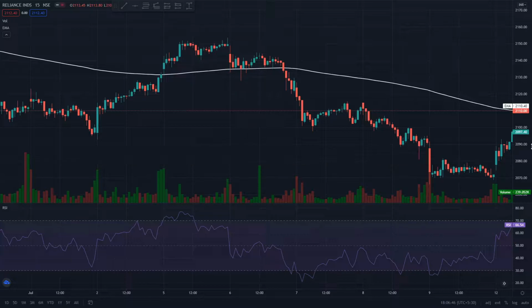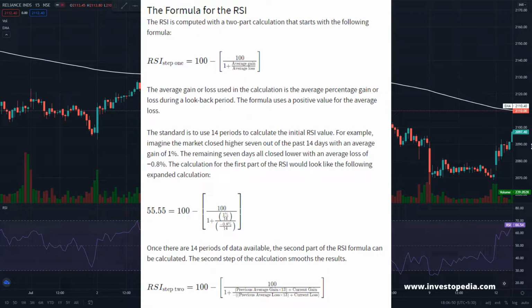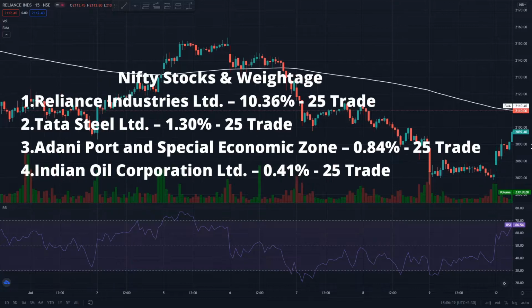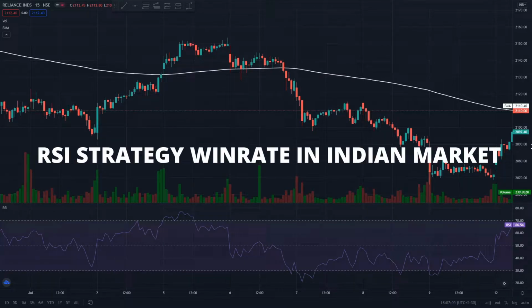For those who want to know more about RSI calculations, I'll put the formula on the screen. You can pause and refer from the screen. As always, we are going to take a total of 100 trades on the 4 Nifty stocks displayed on the screen, which will give us a better idea how an RSI and 50 level crossover strategy would work in the Indian market. So that's pretty much what you need to know about RSI.